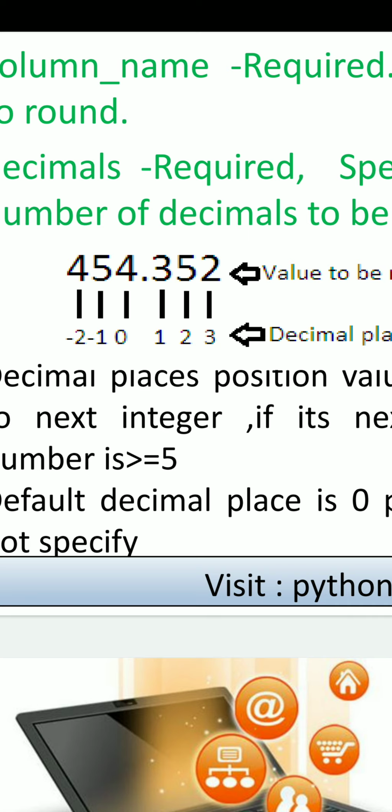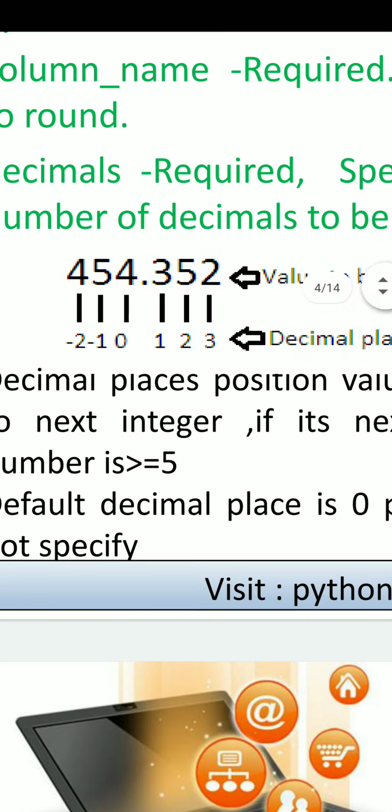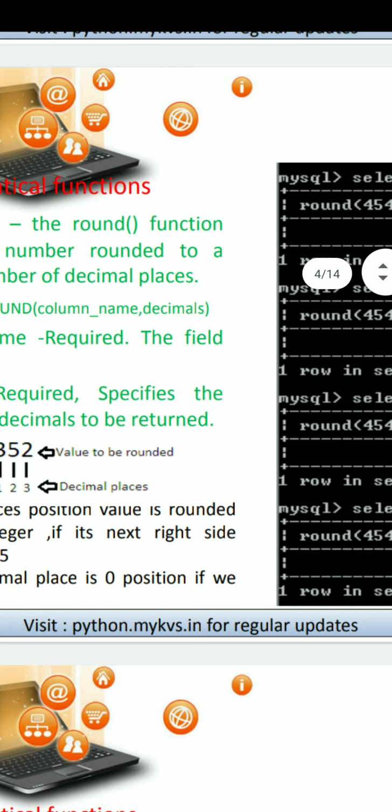We want to find out the rounded value at decimal place 2. Here the value at decimal place 2 is 5, and its just right side value is 2, which is not greater than or equal to 5. So it will remain the same. So the result will be 454.35 only. Okay.